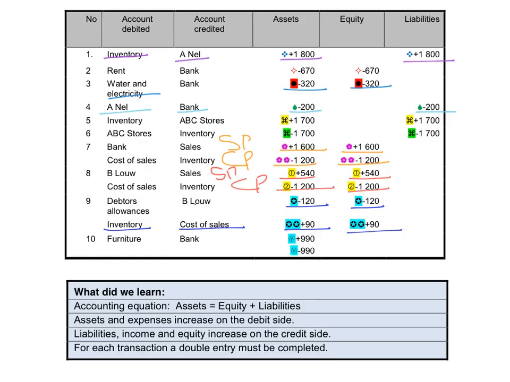What did we learn? Assets equals equity plus liabilities. Assets and expenses increase on the debit side. Liabilities, income, and equity increase on the credit side. And every time that we complete an entry, we must complete a double entry with one account on the debit side and one account, the entry on the credit side.